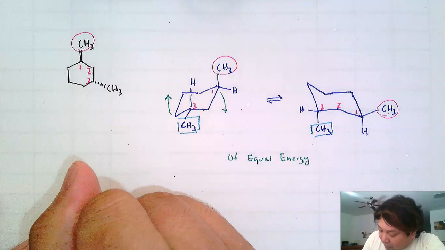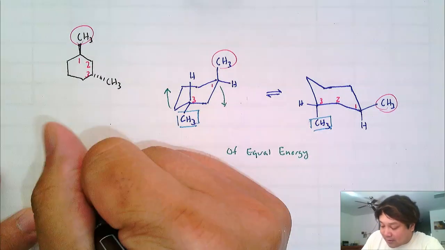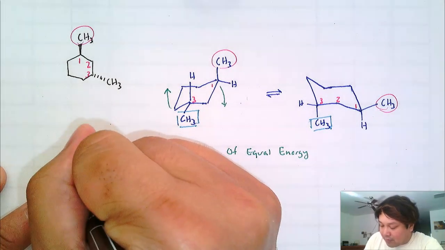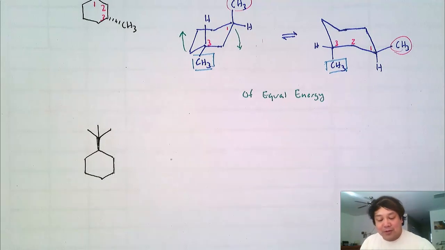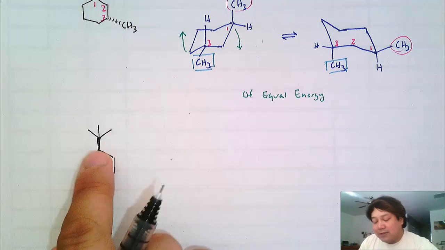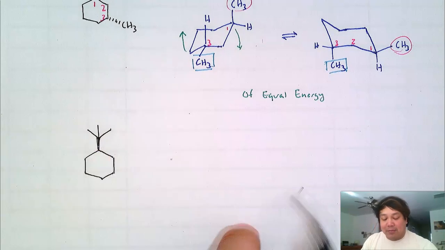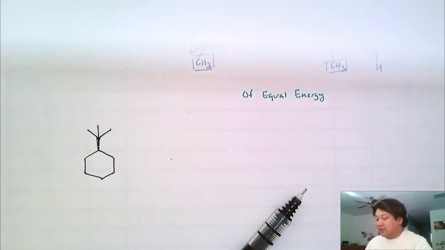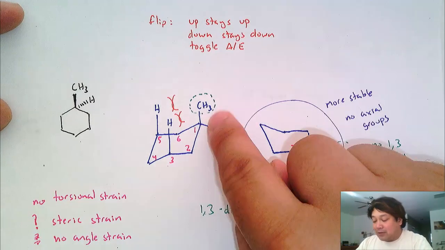Now, one more example, and then that's it for cyclohexanes. And the example is going to be this. Remember what group that is called? A tert-butyl group. Huge, much larger than a methyl group. You can imagine that if this group was axial, it's going to be severely bumping your diaxial hydrogens, these hydrogens here. So just imagine if this group was super large.